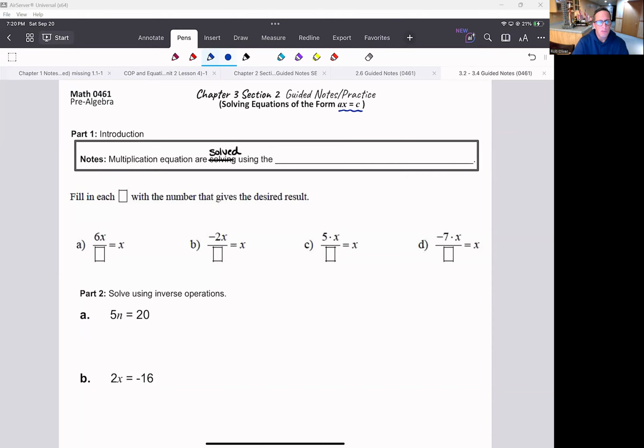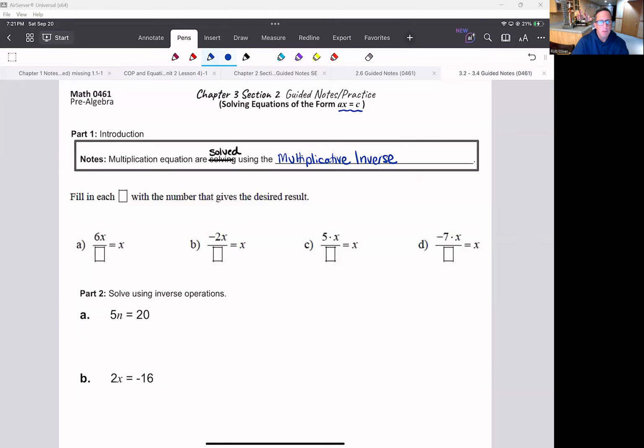Multiplication equations are solved using what we call the multiplicative inverse. That's what it's called, multiplicative inverse.